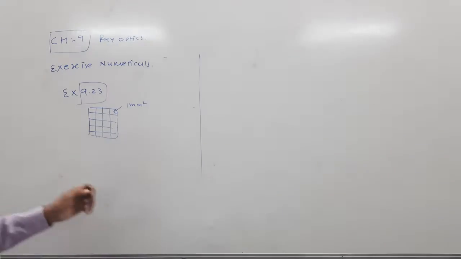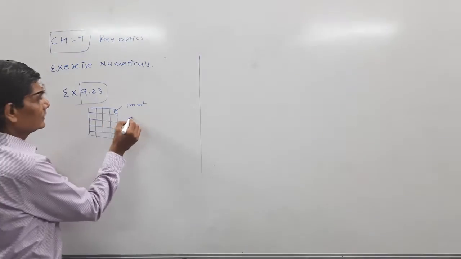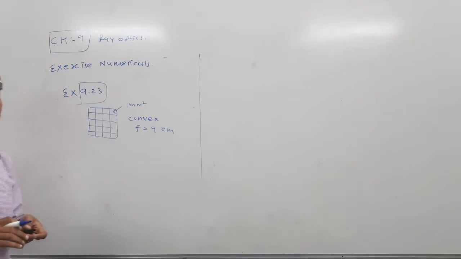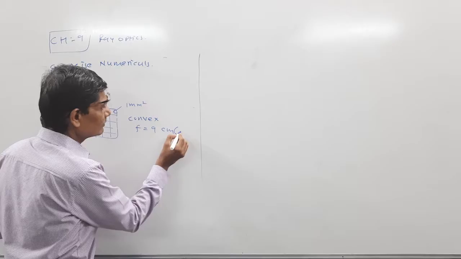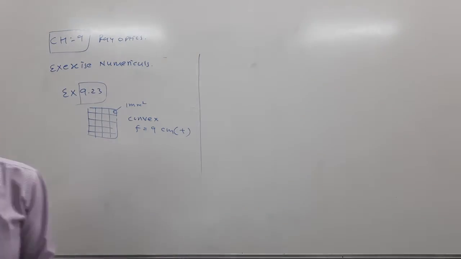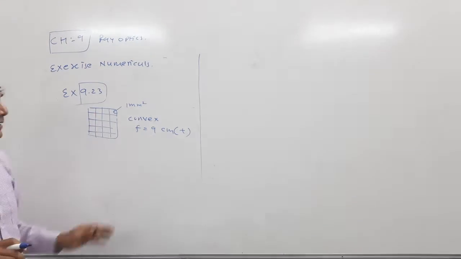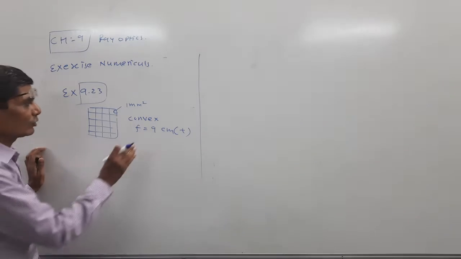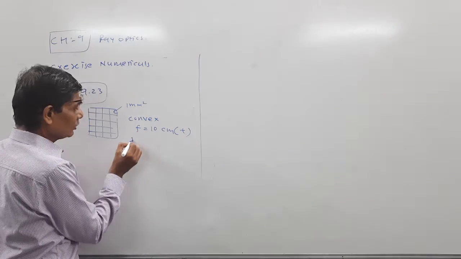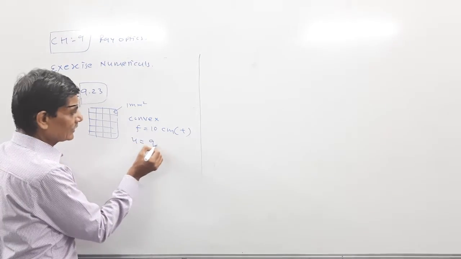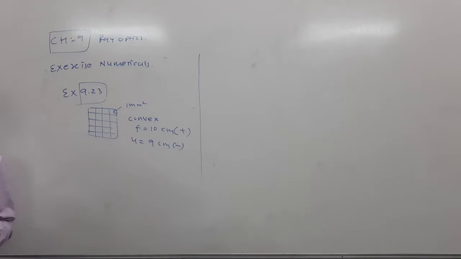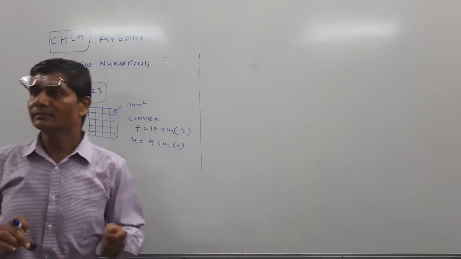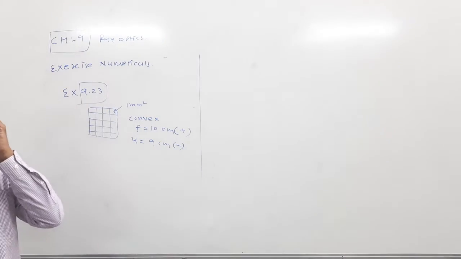Now this is magnified by using a convex lens of focal length 10 centimeter. By convention, for a convex lens f will be positive. The object, or the board, is kept at a distance of 9 centimeter. For a convex lens, here u will be negative. We have to find the magnification of the square.